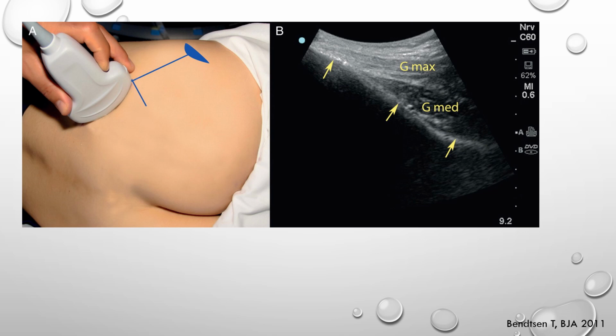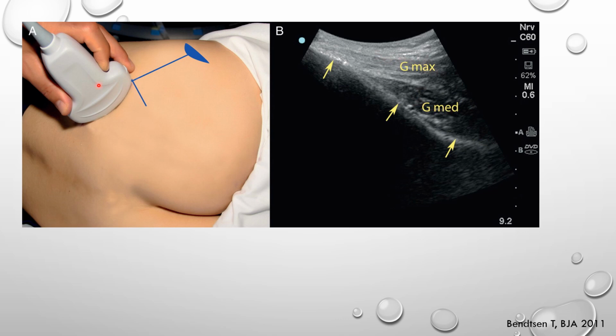A curvilinear probe is placed medial to the midpoint of the posterior superior iliac spine and the greater trochanter. When the probe is placed there, the iliac bone is seen as a continuous hyperechoic line which is covered by the gluteus maximus and the medius muscle.